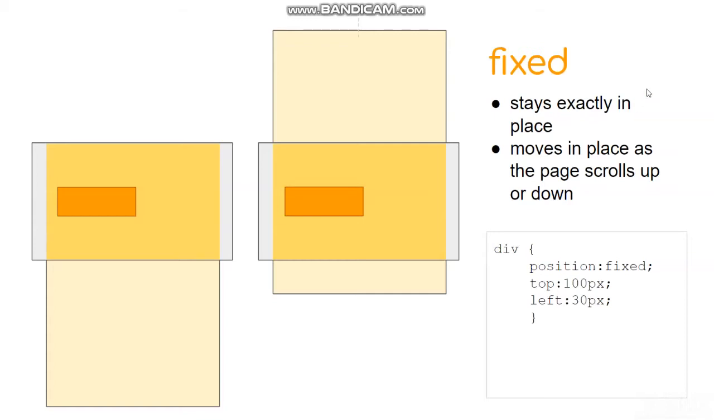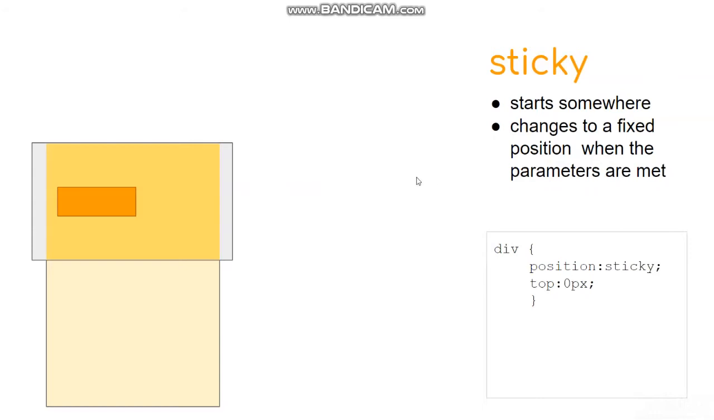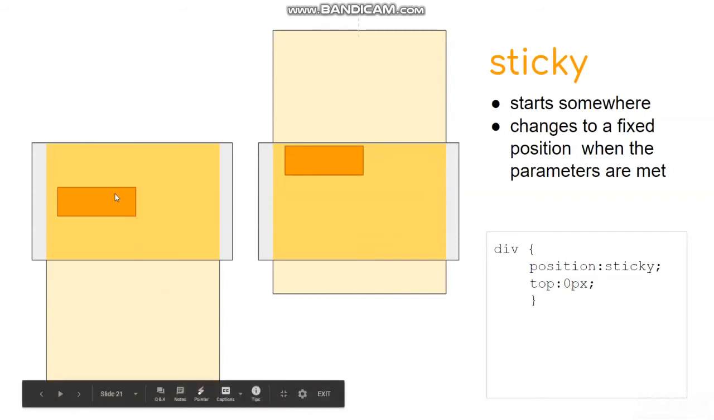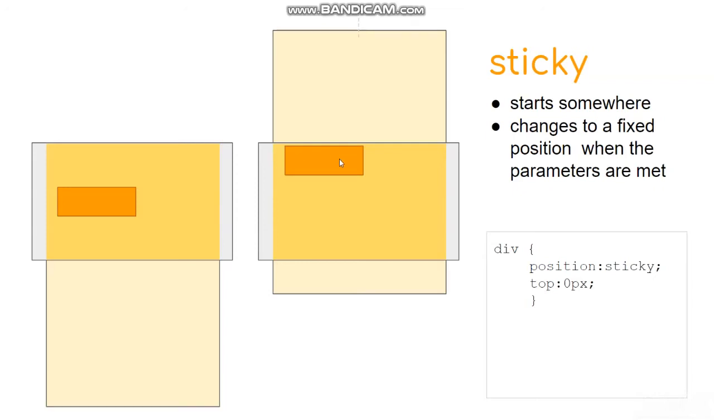Let's go now to the sticky. So in the sticky position value, the sticky will start somewhere, but it's going to change to a fixed position when the parameters are met. So this is the way we write it, position sticky, and where will it stick? So we want to stick it to the top at 0 pixels. We can change this anytime. So if this is your sticky, as it goes upward, it will stick to the top. That's the way we positioned it. Okay, so as it scrolls up, this one will scroll up, but when it goes to the top, it sticks. We'll show you an example later.